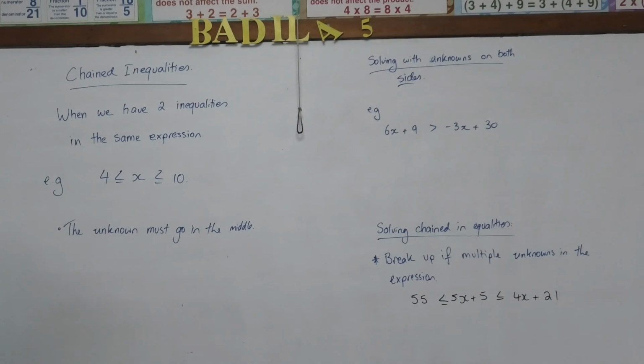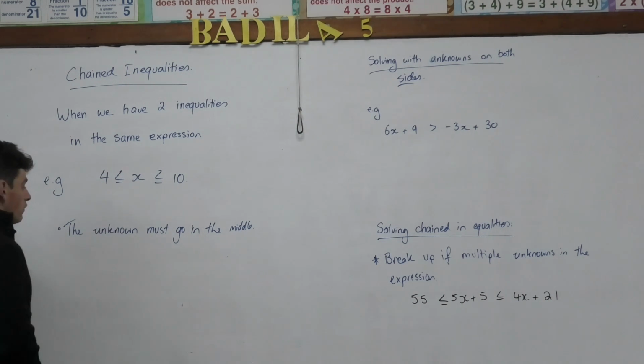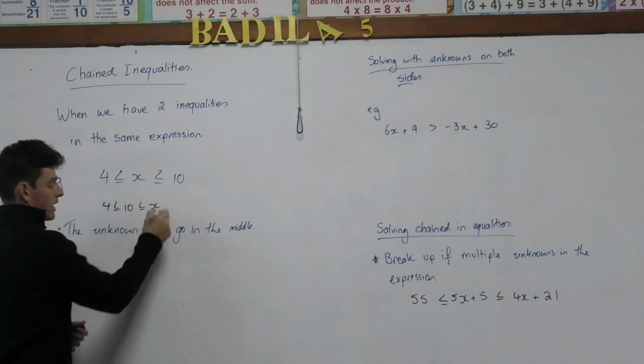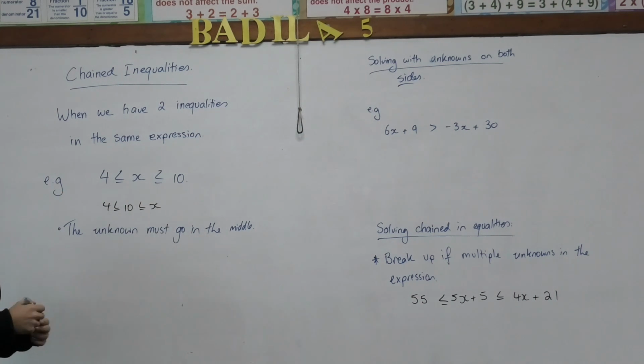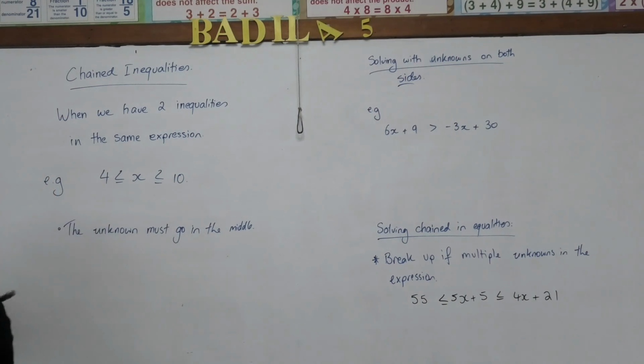Clear with that? Yes. It does not make sense to have, for example, 4 is less than 10. That does not make any sense at all, does it? So with our inequalities, our unknown must go in the middle.